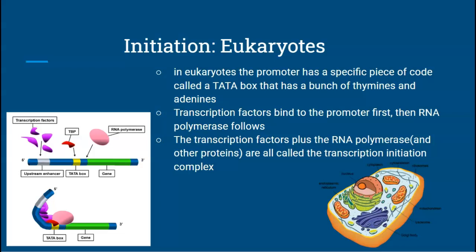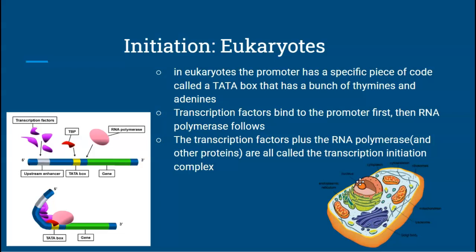And part of this reason has to do with the fact that eukaryotes are just more complicated in general, right? Our DNA is going to be inside of a nucleus instead of floating in the cytoplasm, and this is going to become important later. Our DNA also isn't just one circular strand, it's lots of linear chromosomes.